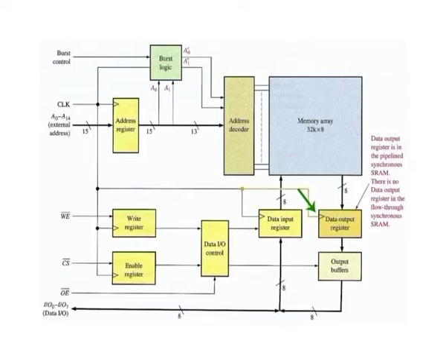Two basic types of synchronous RAM are the flow-through and the pipelined. The flow-through synchronous SRAM does not have a data output register, so the output data flows asynchronously to the data input/output lines through the output buffers. The pipelined synchronous SRAM has a data output register as shown, so the output data are synchronously placed on the data input/output lines.